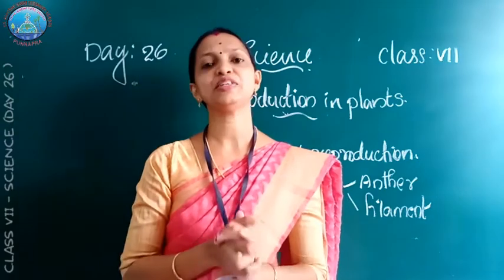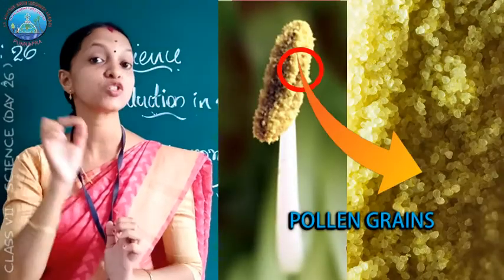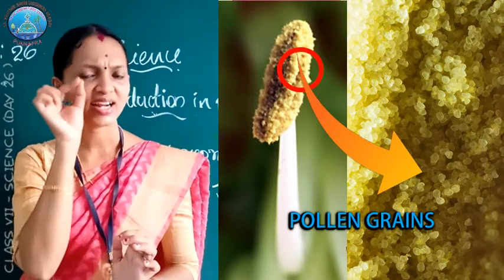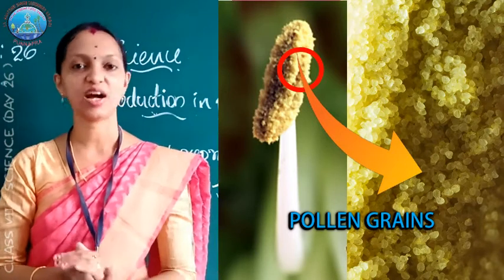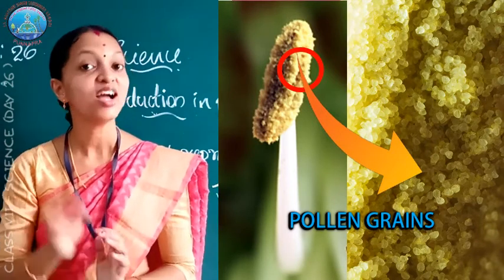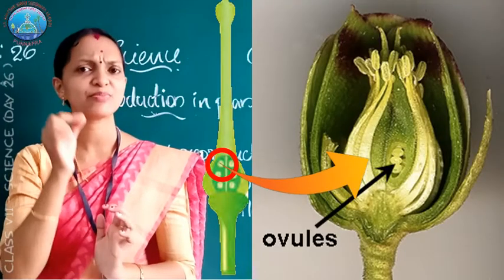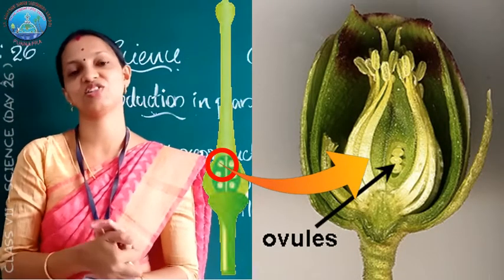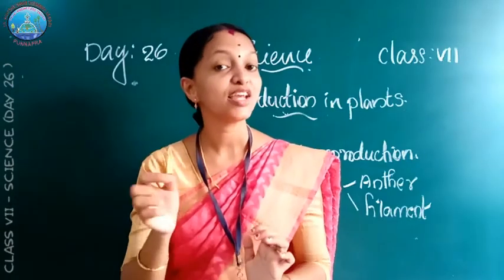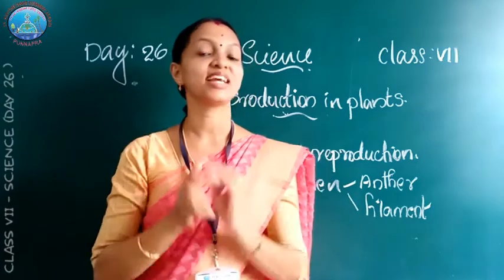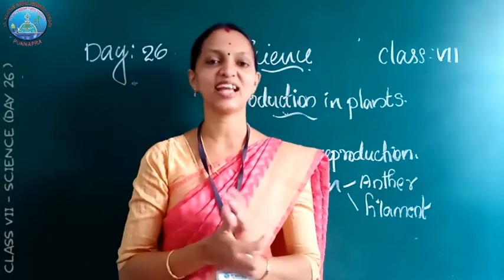The male reproductive part, the stamen, consists of anther and filament. Anther contains pollen grains, which are yellow in color. Pollen grain is the male gamete. And the ovary consists of ovules, which are bead-like, white colored structures. The ovule is the female gamete. So, the pollen grains are the male gametes and the ovules are the female gametes.